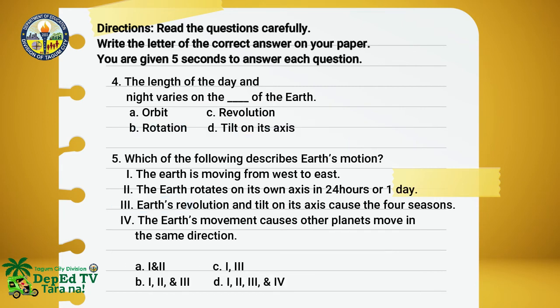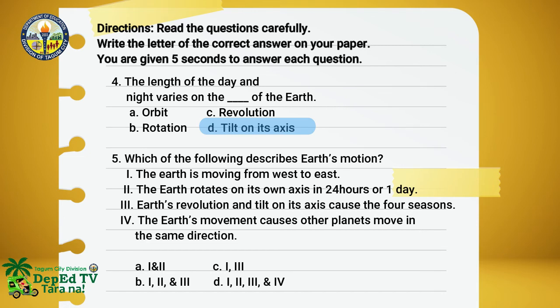Number 4. The length of the day and night varies on the blank of the Earth. Letter A, orbit. Letter B, rotation. Letter C, revolution. Letter D, tilt on its axis. The correct answer is letter D, tilt on its axis.